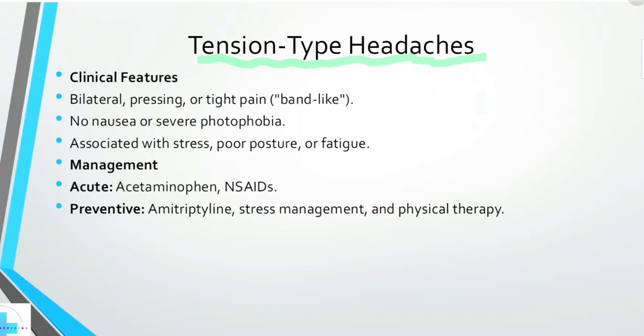So it's usually bilateral, pressing. And you've got that tight pain like at the back of your head and a band-like distribution. There is no nausea or photophobia associated with it. It's associated with stress, poor posture, or fatigue. I usually treat with acetaminophen, so that's paracetamol, right? And NSAIDs. Now you can prevent it by giving amitriptyline, or you do stress management or physical therapy.